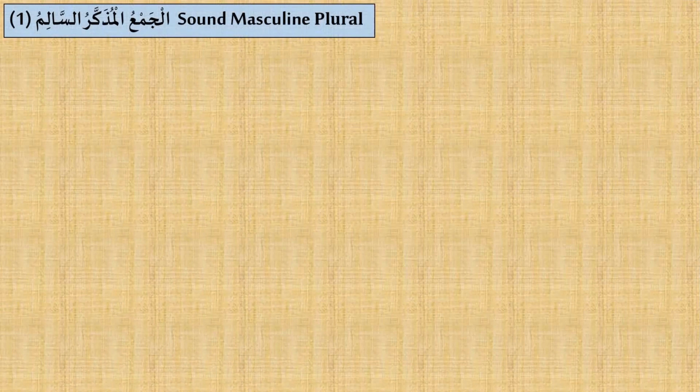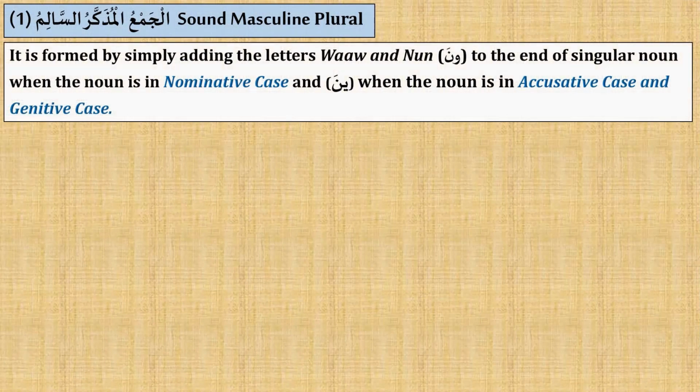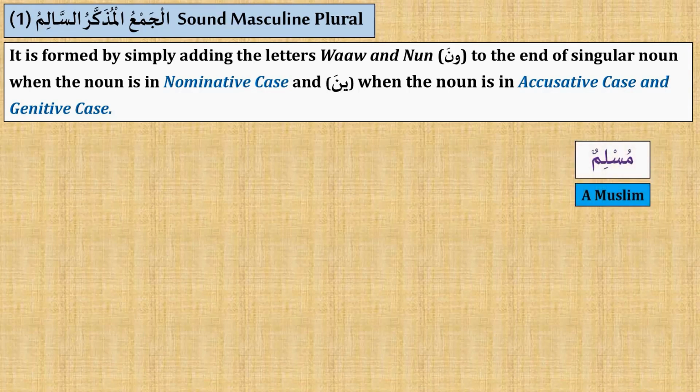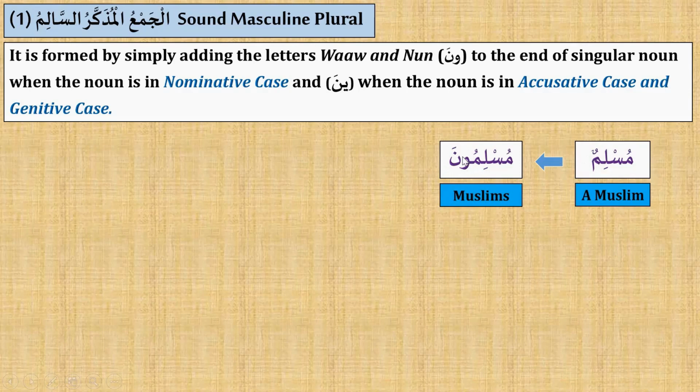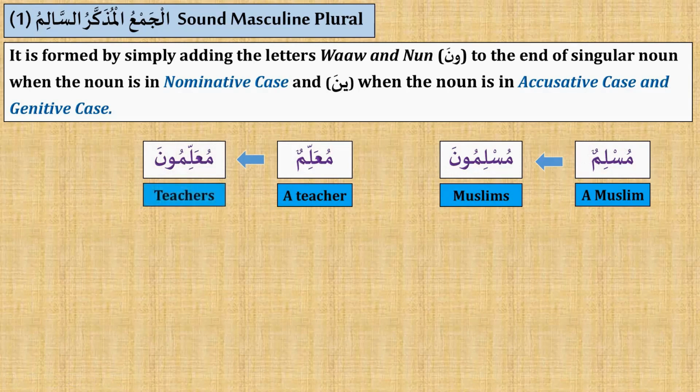Al-Jam'u Al-Mudhakkar Salim, sound masculine plural. It is formed by simply adding the letters waw and nun, una, to the end of the singular noun when the noun is in nominative case, and ya and nun, ina, when the noun is in accusative case and genitive case. Example: Muslimun, a Muslim, Muslimuna, Muslims. When the noun ends with dhamma in nominative case, waw and nun must be added. Muallimun, a teacher. Muallimuna, teachers.